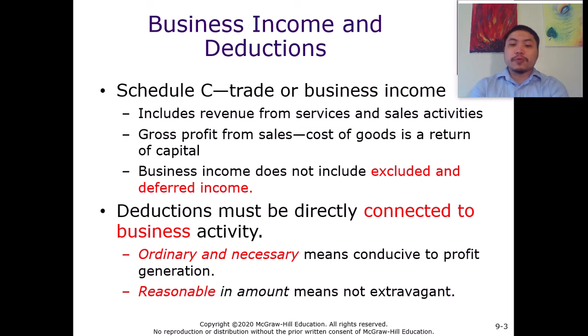So in other words, the expense has to be important enough that without it, the operation of the income generating activities of this business might be impacted greatly, right? And then reasonable means it cannot be extravagant. It has to be reasonable in amount, right?